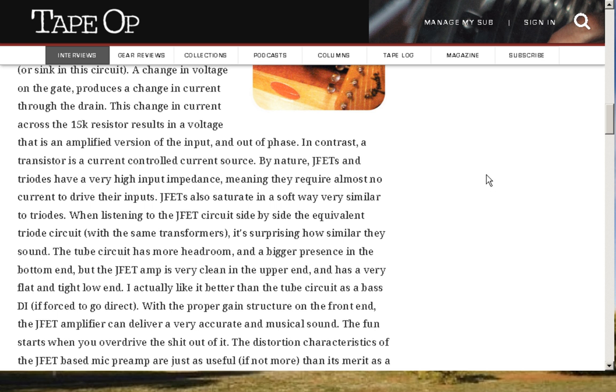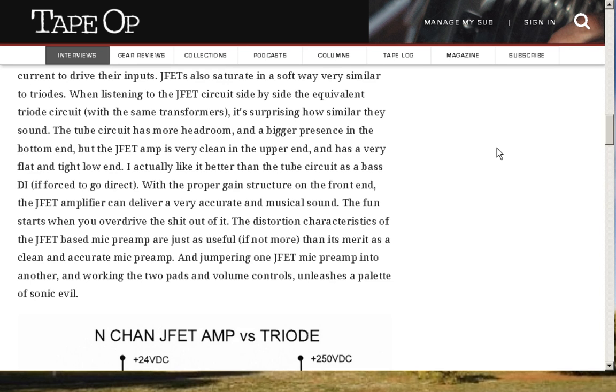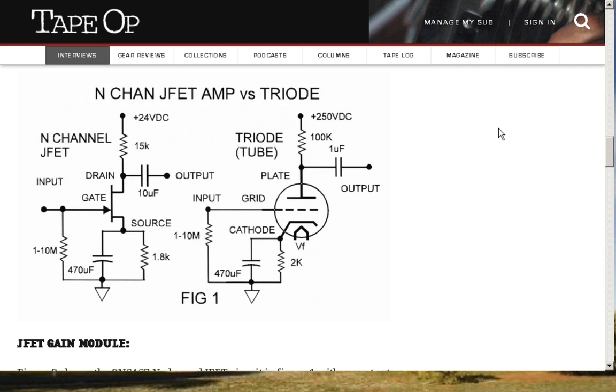Tube circuit has more headroom and a bigger presence in the bottom end, but the JFET amp is very clean in the upper end. It has a very flat and tight low end. Clean in the upper end meaning the higher frequencies, which is what we're looking for. The fun starts when you overdrive it. The distortion characteristics of a JFET based mic preamp, jumping pad one to unleash a palette of sonic evil.